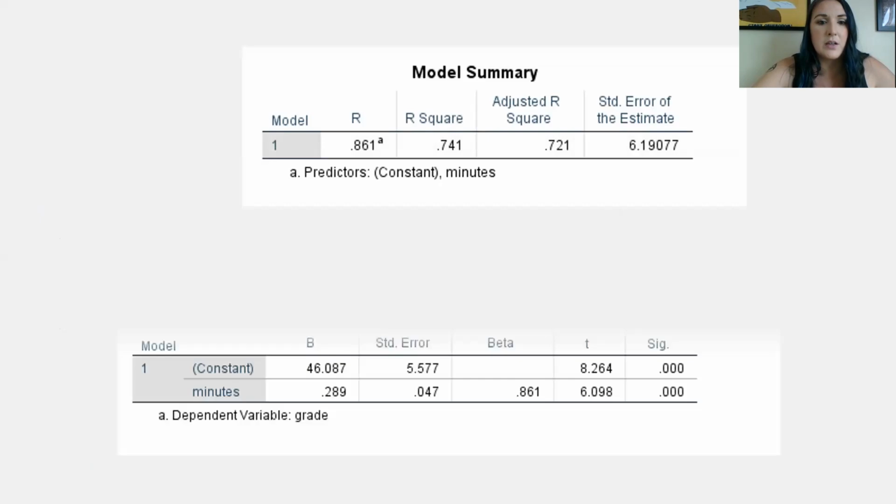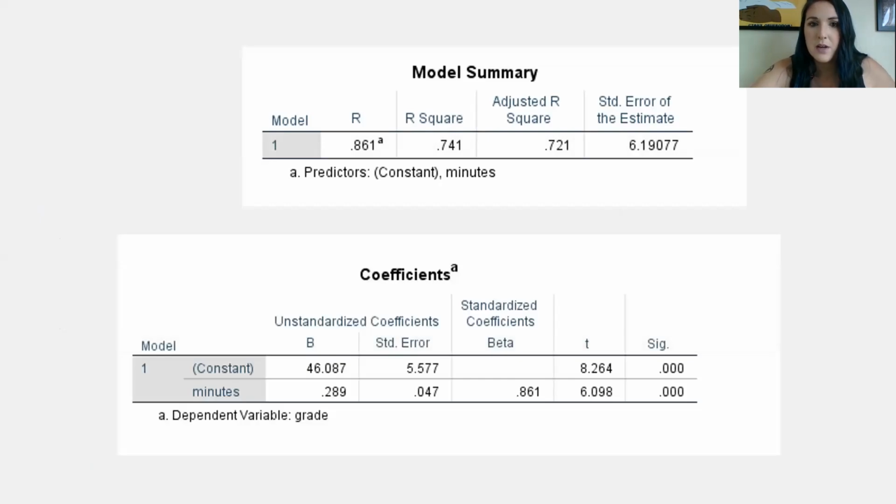So this is basically going to be the output that we actually care about. The model summary box that's going to be at the very top of our output is going to give us all that information about the accuracy of our model. And down here in the coefficients is going to be where we find our slope, which is always going to be in this B column in the row next to the predictor. That's always going to be your slope. This value in that same B column in the constant row, that's our y-intercept.